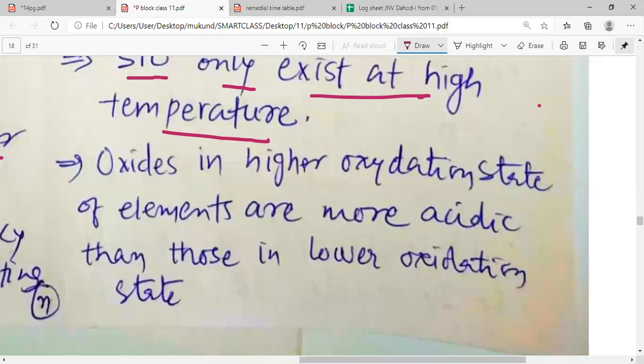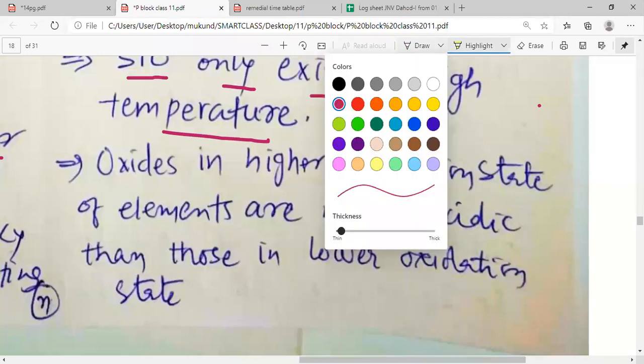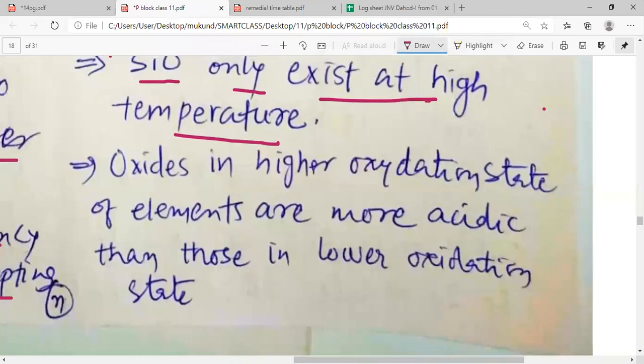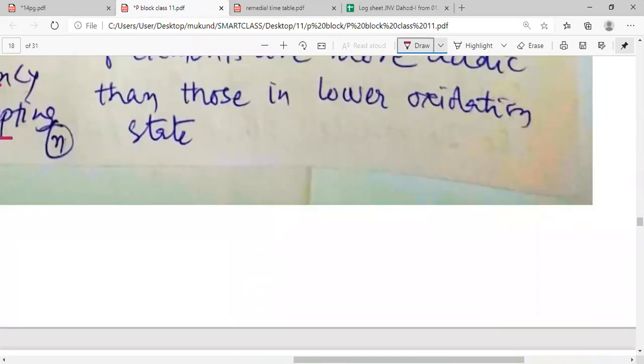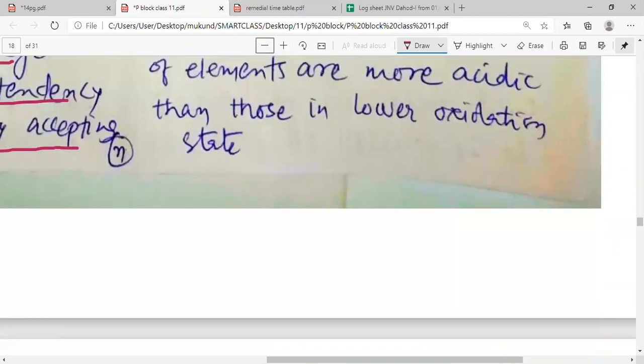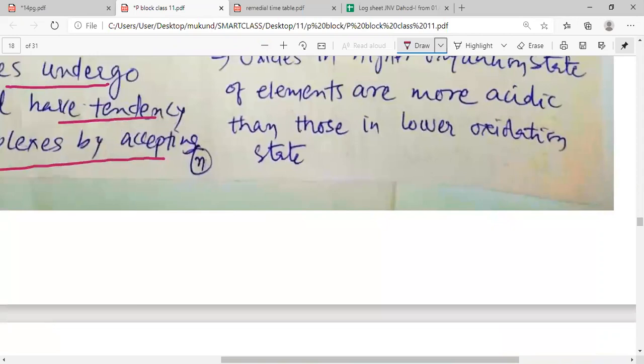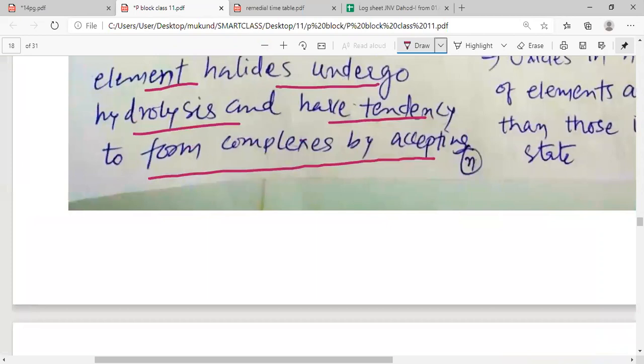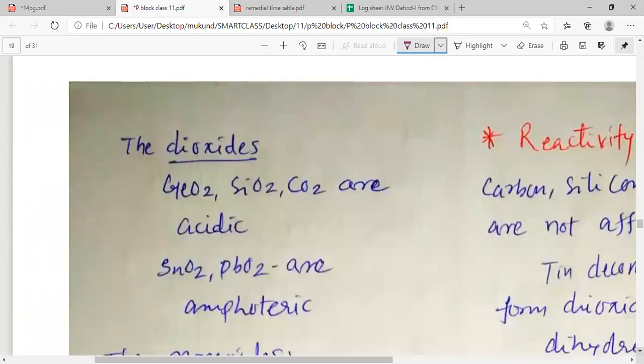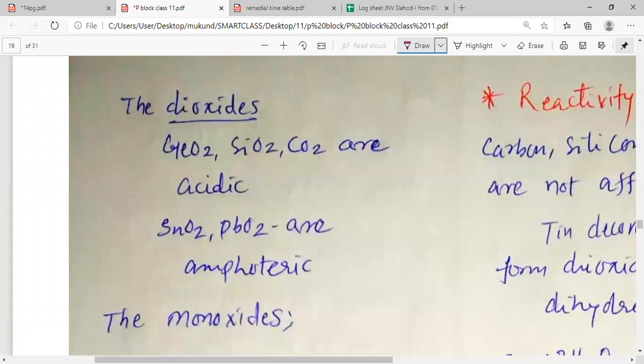Oxides in higher oxidation state, dear students. Oxides in higher oxidation state of an element are more acidic than those in lower oxidation state. We have already studied that elements in lower oxidation state have less tendency to ionize the negative charge, and that is why they are less acidic in nature.